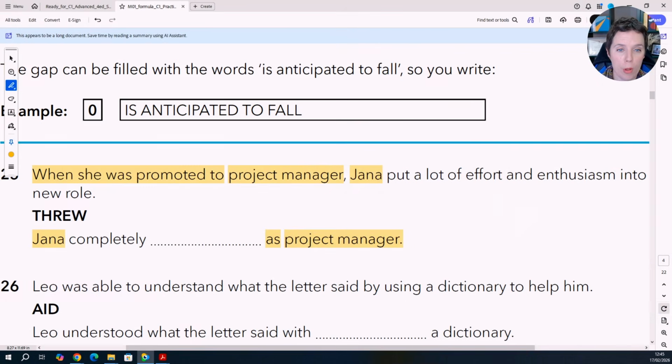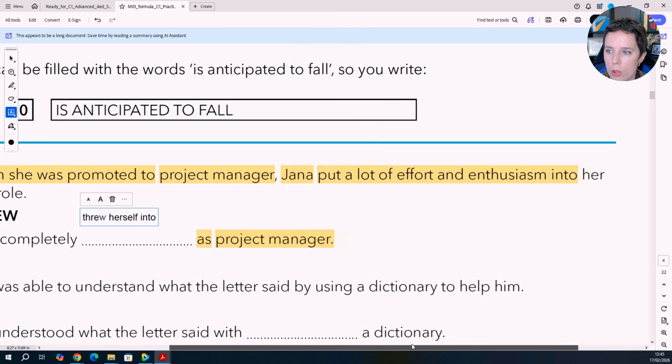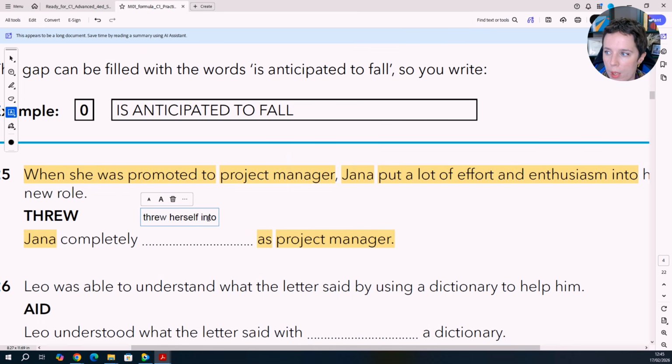Okay, so we know we've got throw yourself into, or in this case, because it's Jana, it would be herself into. We'd have to change that. So that leaves put a lot of effort and enthusiasm into. Okay, so we can add this here. So Jana completely threw herself into, and then we still need to add her new role. That's all we've got left. Threw herself into her new role as a project manager. And that's it. That completes the sentence. Jana completely threw herself into her new role as a project manager.